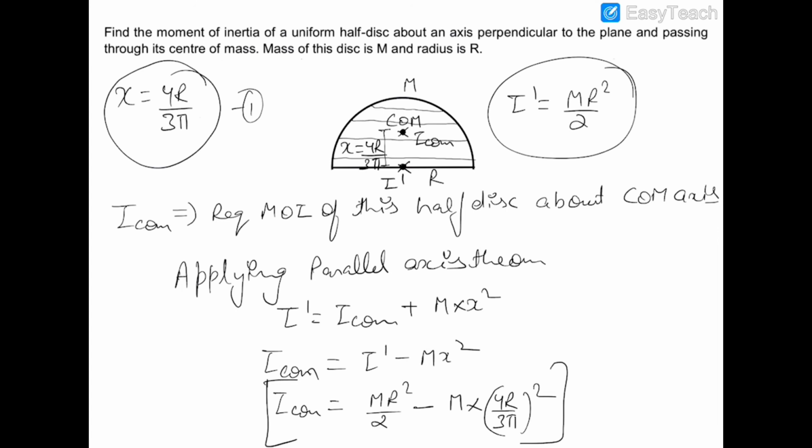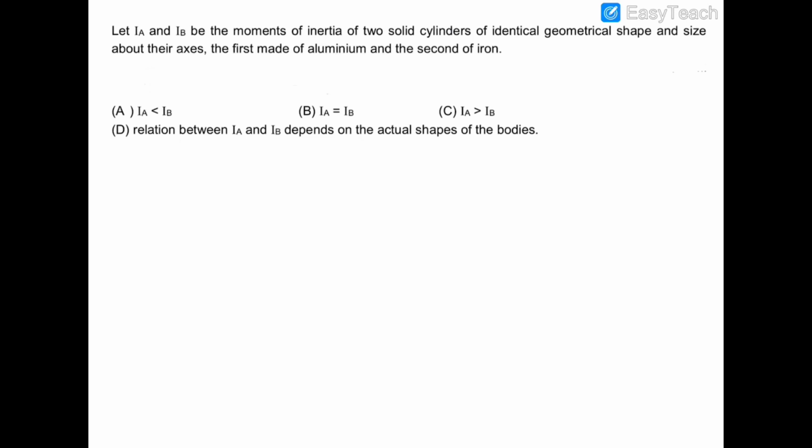Now let's move on to the next question. In this question, it is given that IA and IB are the moment of inertias of two solid cylinders A and B, which are identical in geometrical shape and size, and the first one is made up of aluminium and the second one is made up of iron.